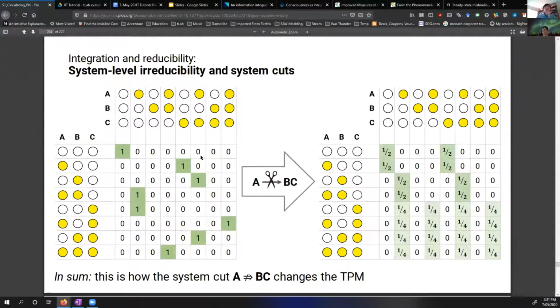And so if we compare, say, the full TPM, so this is without any cuts, and this is with the system level cut, you can see there's already some sort of difference. The thing that we want to do is compare the difference that this cut makes. And if this cut makes no difference between these two TPMs, or more specifically the cause-effect structures specified by these TPMs, then we can say that the system decomposes into two separate systems.